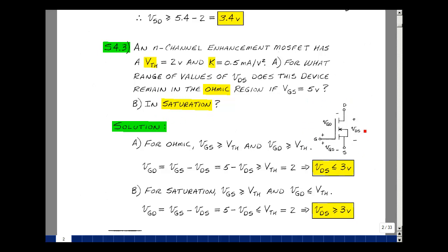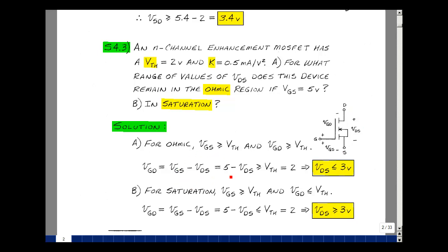I've drawn the schematic symbol for an N-channel MOSFET where I've got the drain, source, and gate. Labeled the gate source voltage, the drain source voltage, and then the gate to drain voltage. To be in ohmic, the gate source needs to be greater than or equal to threshold, and the gate to drain needs to be greater than or equal to threshold. What's the gate to drain voltage? Let's just go around the loop here. The rise in voltage is the gate to drain, the drop is the gate source, and then minus the drain source. And that's this equation here.